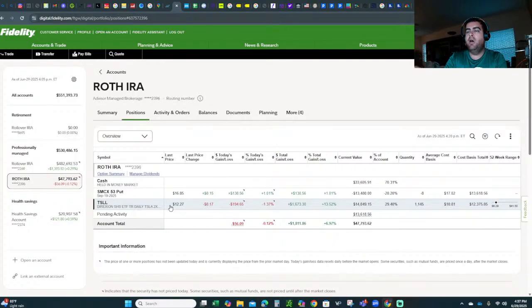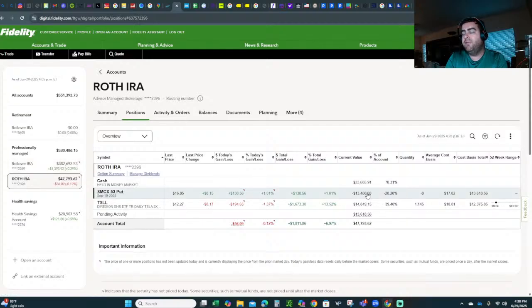I just cashed out of some actual call options that I had sold. I bought them back to just lock in a gain, and I'm just going to keep playing with that, honestly. You'll see here I'm in SMCX at a $53 strike price. So that's 13,000 in premium.